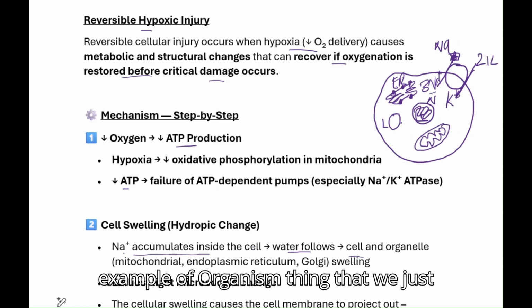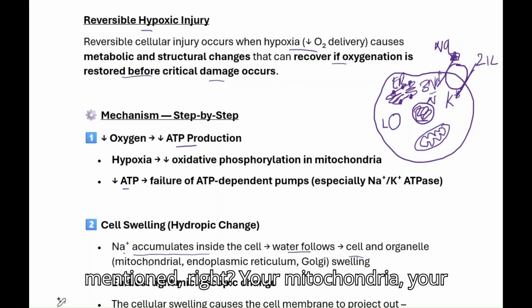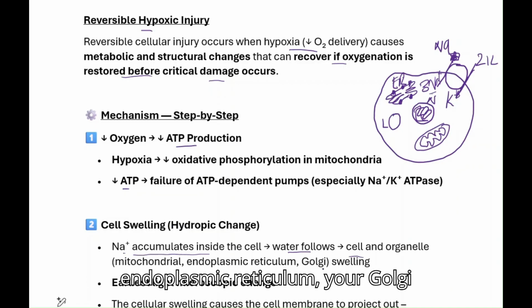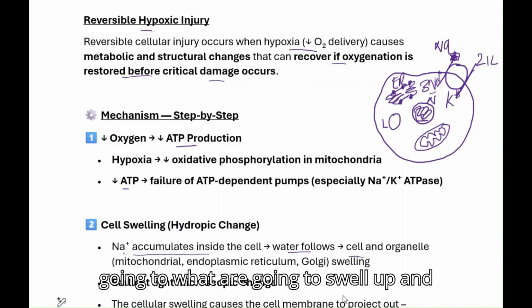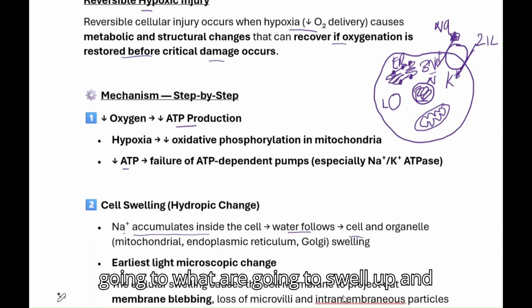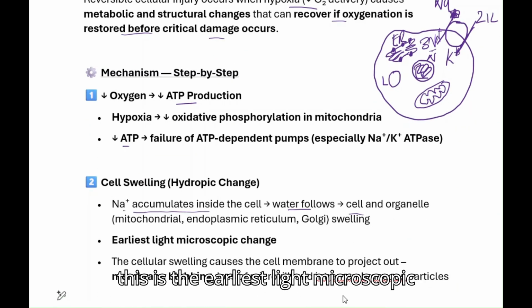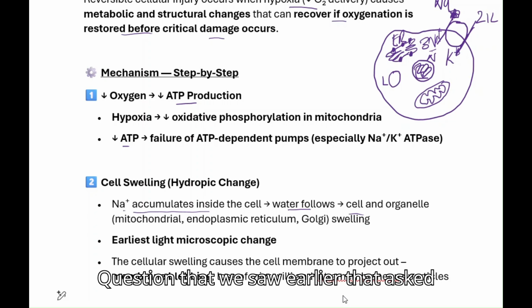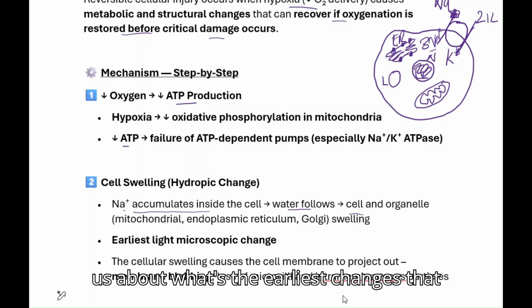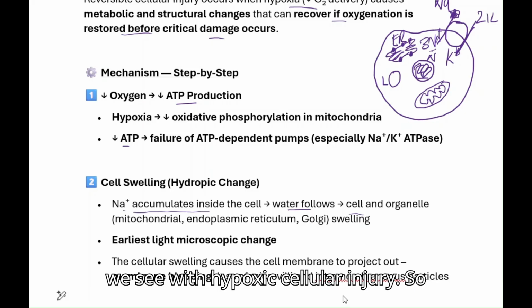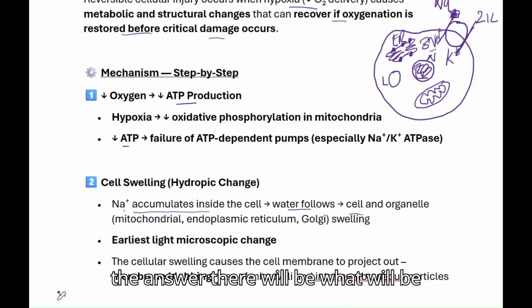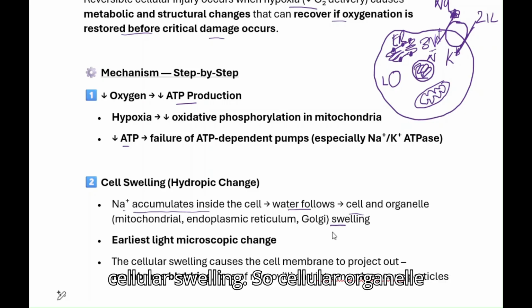And what are examples of organelles? Same thing that we just mentioned, right? Your mitochondria, your endoplasmic reticulum, your Golgi apparatus. Those organelles are going to swell up. And this is the earliest light microscopic change, which goes back to the question that we saw earlier that asks us what's the earliest change that we see with hypoxic cellular injury. So the answer there would be cellular swelling, so cellular organelle swelling.